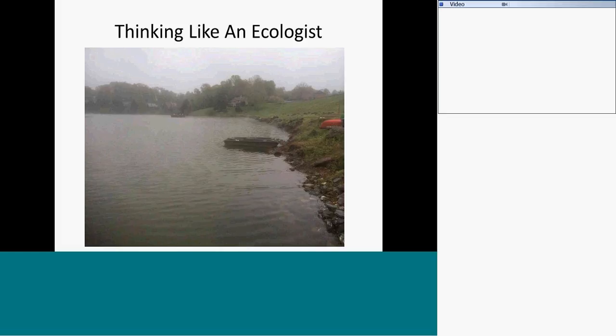Chapter 15 begins with an exploration of a lake. Here's a picture of a lake right by my home. You should be able to name the basic zones of a lake. Chapter 15, Section 1 talks about the zones of the lake and how an ecologist would approach the study of the lake. Those zones are the littoral, the limnetic, and the profundal zones, Figure 15.3.